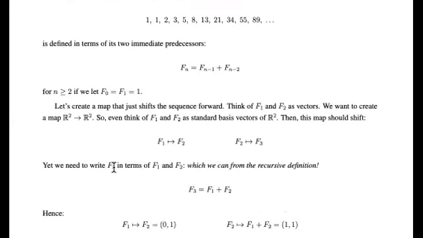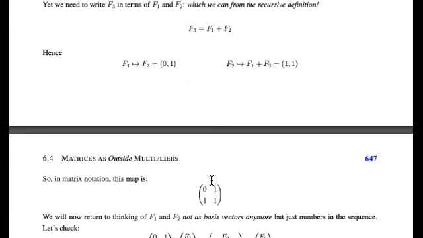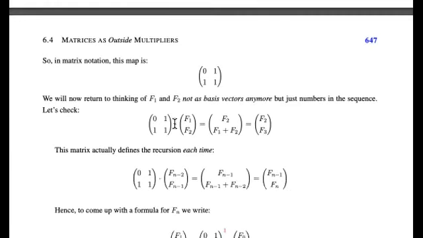We need to be able to write F3 in terms of F1 and F2, if we want everything written in terms of F1 and F2. Here the recurrence gives it to us. F1 will go to F2, which is 0, 1, and F2 will go to F1 plus F2, which is 1, 1. So we can think of the matrix 0, 1, 1, 1. Acting on F1, F2 it gives us F2, F1 plus F2, which is the same thing as F2, F3. Every time we multiply by this, two consecutive entries take us one step further along.